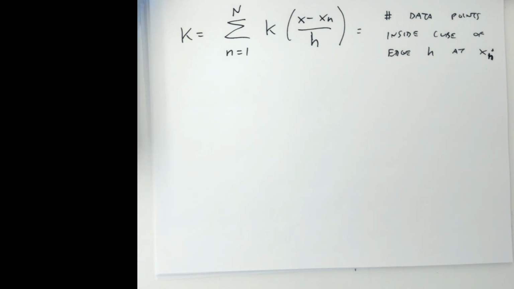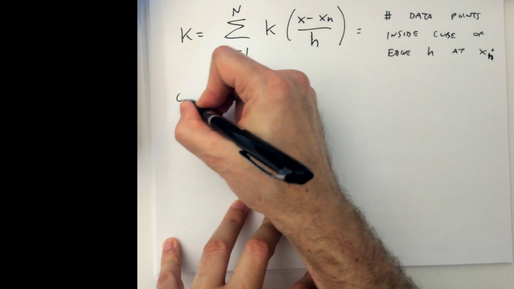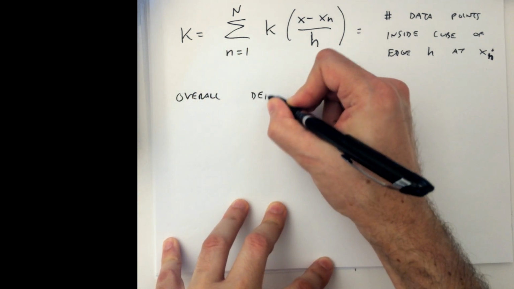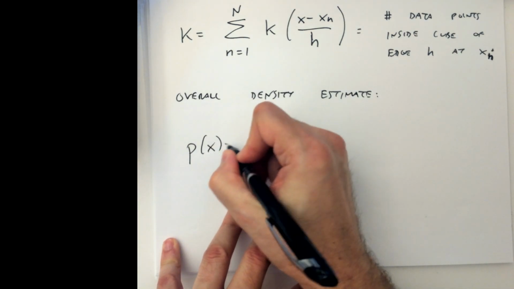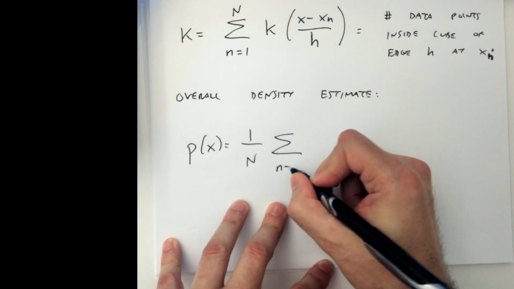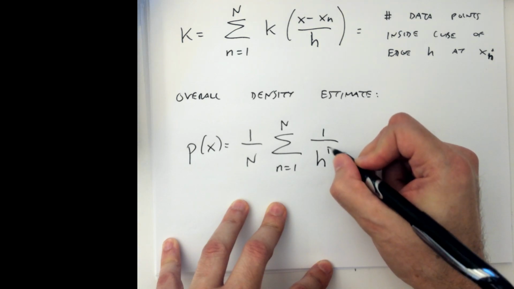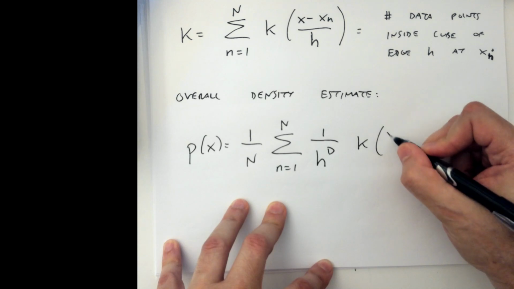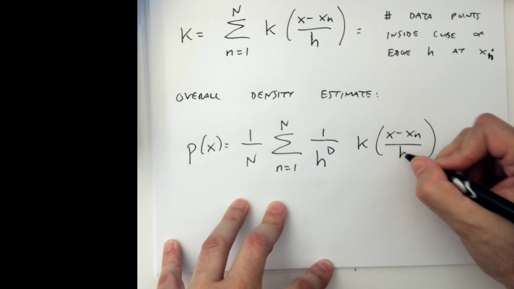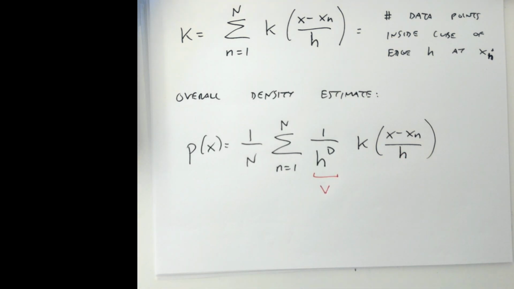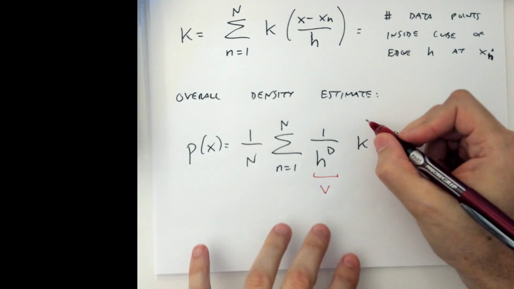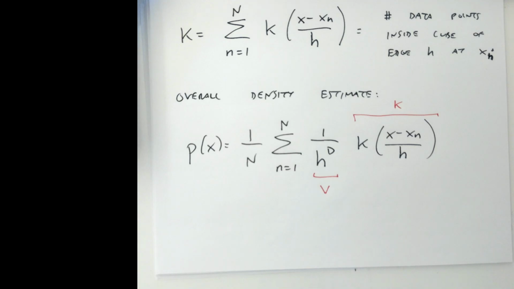So my overall density estimate is saying, add up all of these little k's. Here my overall density estimate is saying I take the average of this thing, like so. Right? So this is playing the role of the volume, because the volume of this cube is the edge length to the d power, how many dimensions I have. This is playing the role of k, which is how many points fall inside the cube.